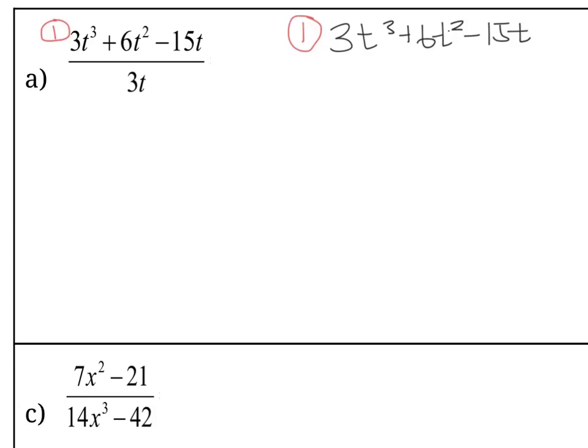First off, I notice that they have common factors. We have a common factor of 3 and also a t. All of these terms have this in common. So we're going to factor out a 3 and a t, and we'll be left with t squared plus 2t minus 5.